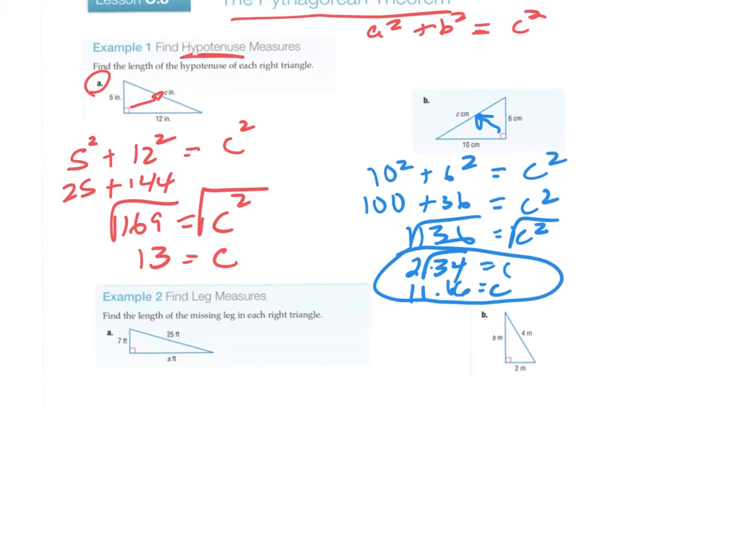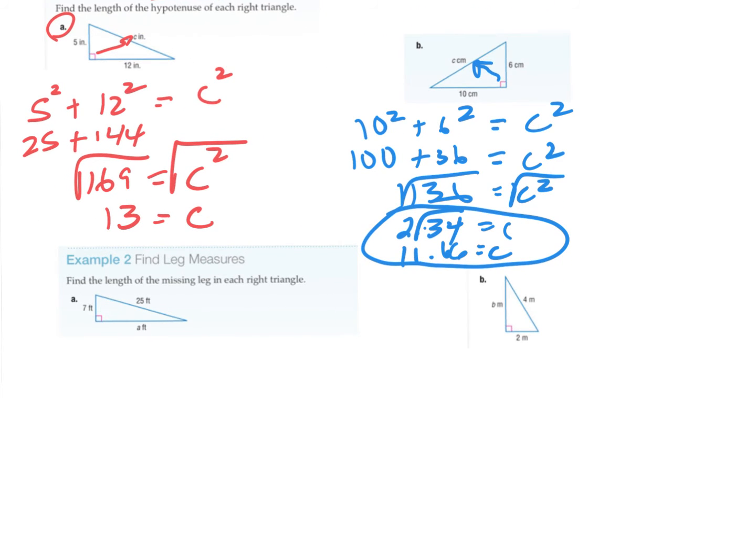All right, let's look at the last type of problem. Find the leg measures. So we're going to do the same formula, but this time one of the legs is what we don't know. So in this case, a squared, but we know the other leg, which is 7 squared, equals 25 squared. And in this case, a squared plus 49 equals 25 squared.